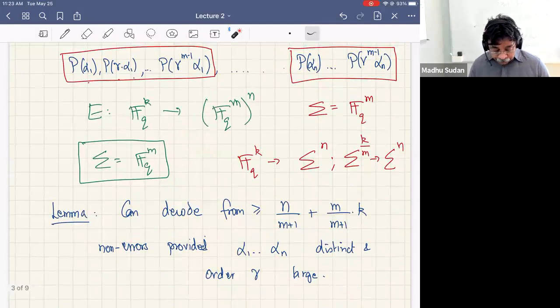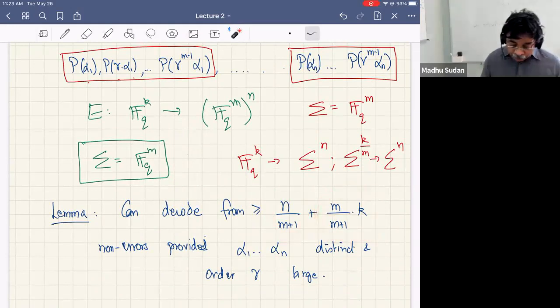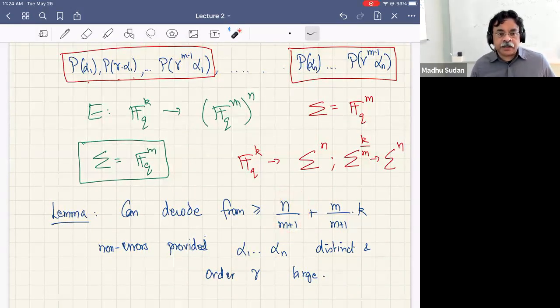What we are going to prove is that you can decode from a large fraction of errors. n over m plus 1 plus m over m plus 1 times k is the number of non-errors that we want. So this is the number of places which will not be in error. All the remaining can be in error. How should you think of it? Think about what happens as m slowly grows. This portion that depends on n is getting less and less relevant. So this is like delta times n, or delta over 10 times n, etc. This part is getting closer and closer to k, but k is necessary, right?